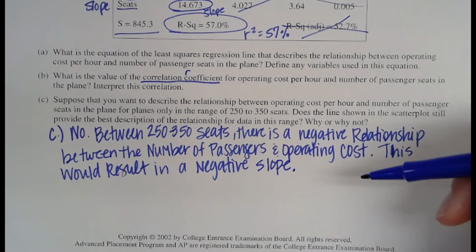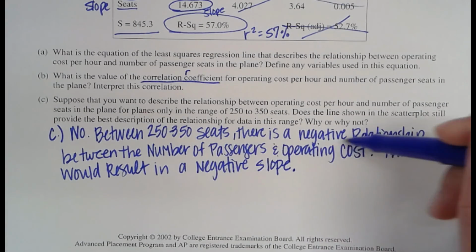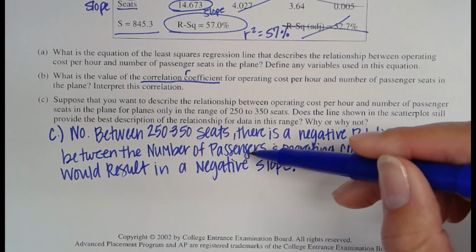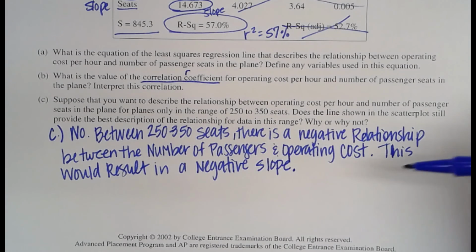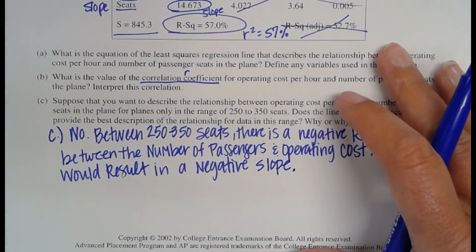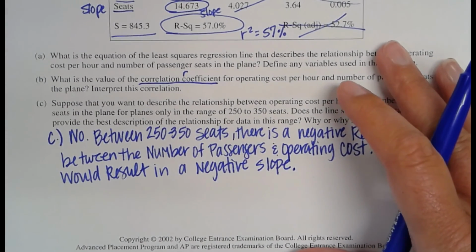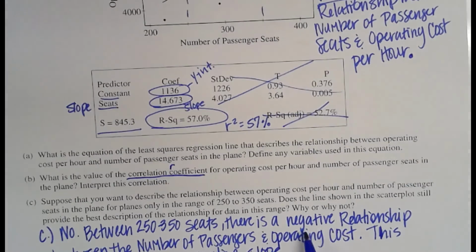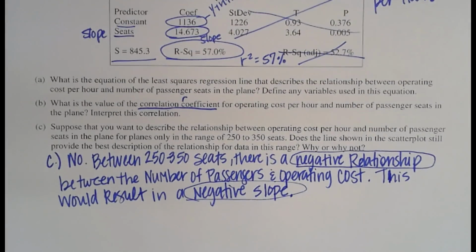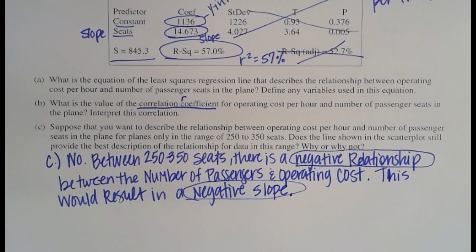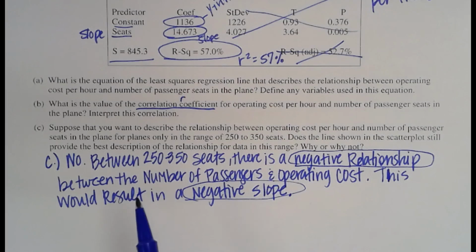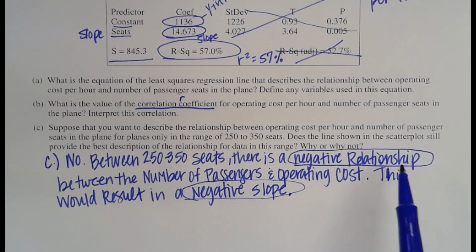Also, make sure you use context with anything. There is a negative relationship between the number of passengers and operating costs. I used my context. I also added that this would result in a negative slope. You could say it also results in a negative correlation, but somewhere in here you've got to say something about a negative relationship. I put that in there twice. If you don't have something about it having a negative relationship, you would not get credit. If you do not have context, you would not get credit.